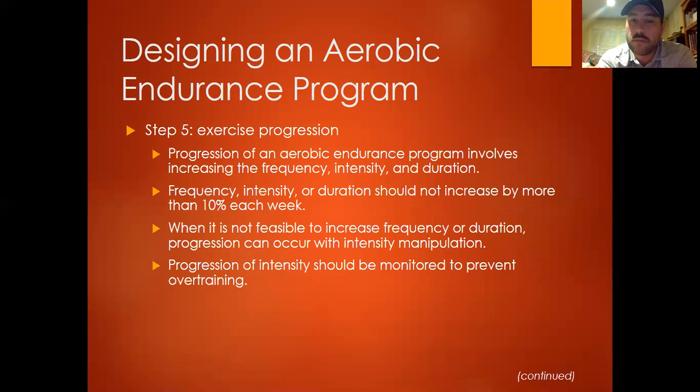Exercise progression. Progression of the program involves increasing everything, just like it does with the resistance training program. So your intensity should not increase by more than 10% a week. So don't go from 50% heart rate to 70% next week. At the high end, you need to go from 50 to 60, 60 to 70, for example. When it's not feasible to increase the frequency or duration, progression can occur with intensity manipulation. So once again, if you're time crunched, maybe you need to change up the intensity or how they're doing it for that time period or those 3 days a week, whatever it might be.